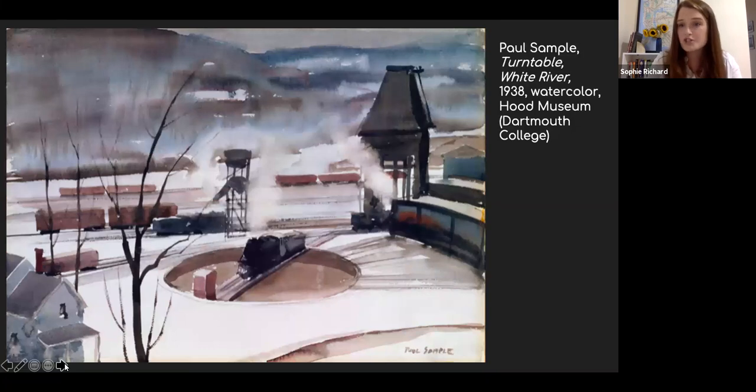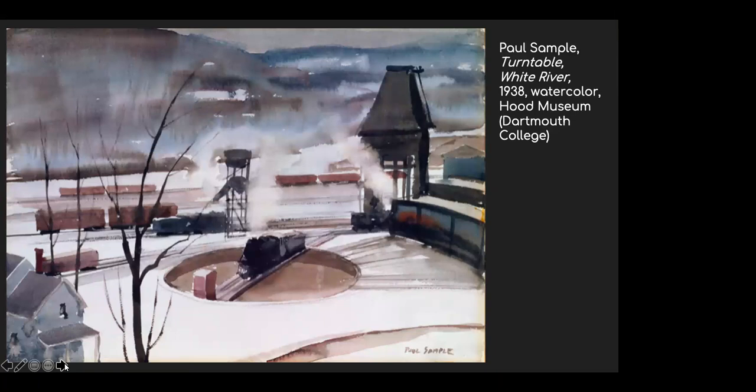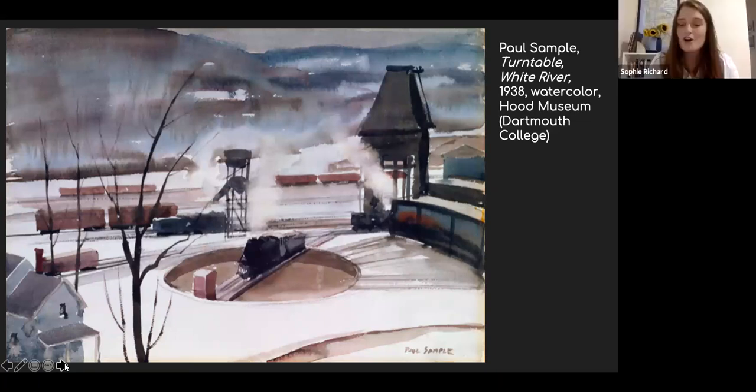His style would change yet again. He certainly did not give up depicting realistic scenes, as we can see in Turntable, which uses darker and heavier colors to convey speed and the sheer weight of the locomotives. Here again, we can see the harsh and heavy lines are softened by watercolor.